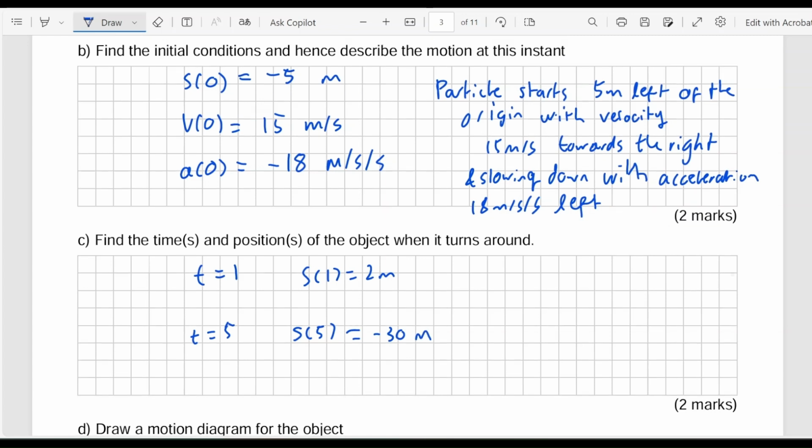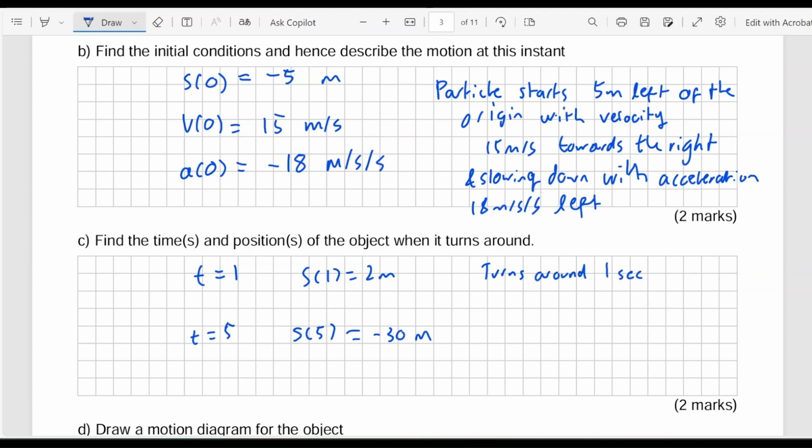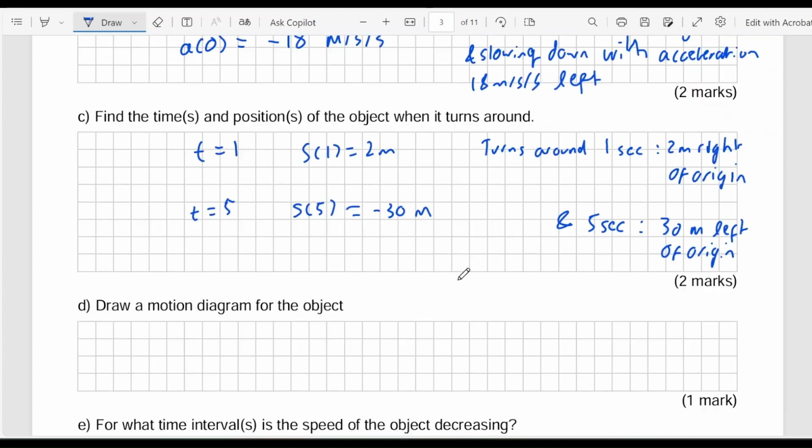Cool. All right, so it turns around at 1 second and it is 2 meters right of the origin. And it turns around at 5 seconds and that's when it's 30 meters left of the origin. Beautiful. Draw a motion diagram for the object.